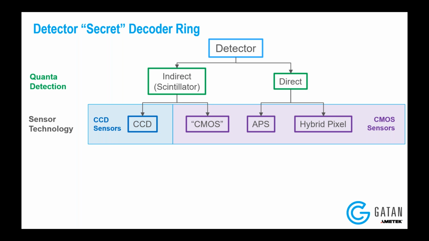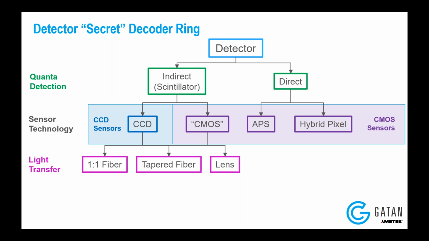And on top of having a CMOS type sensor, you can also have a hybrid pixel sensor like the Stella camera I just briefly mentioned, or an active pixel sensor, that's what APS stands for, which represents the Metro K3 type cameras that are direct detection cameras. And so there's many more sensor technologies available now than just CCD, and it's useful to understand the difference in many cases.